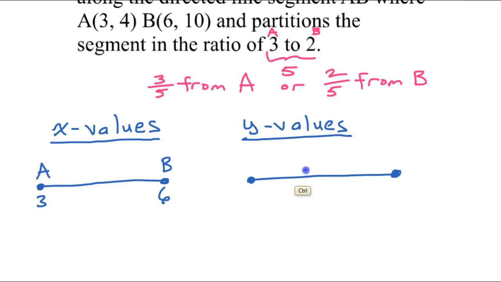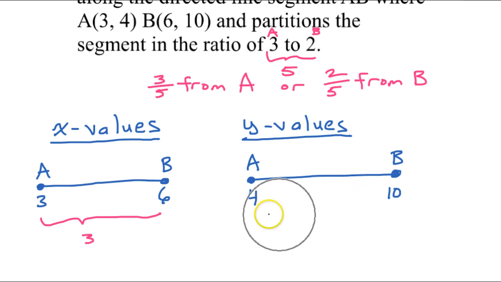Now over here I'm going to have the y values. The y values are 4 and 10. So that's 4 and 10, and this will be the A, and this will be the B. All right, so that's my drawing. Now the next thing I need to know is what is the distance between A and B from 3 to 6? Well, of course, those are 3 apart. Now, what is the distance from 4 to 10? These are 6 apart.